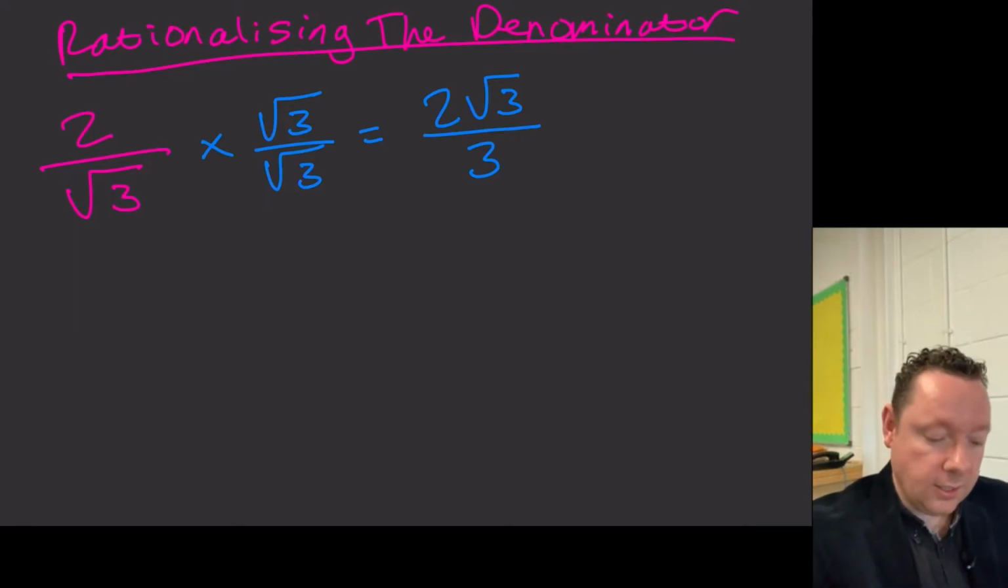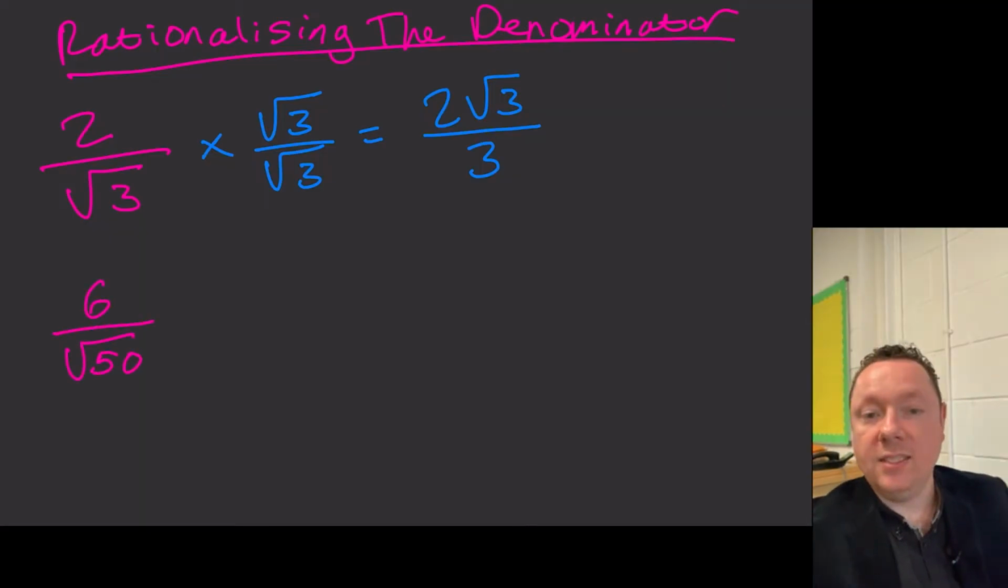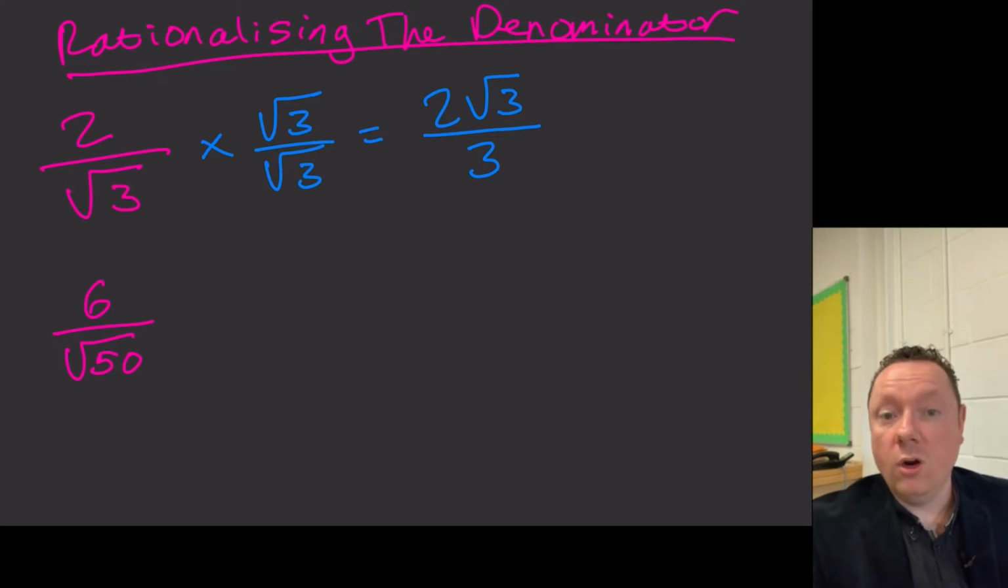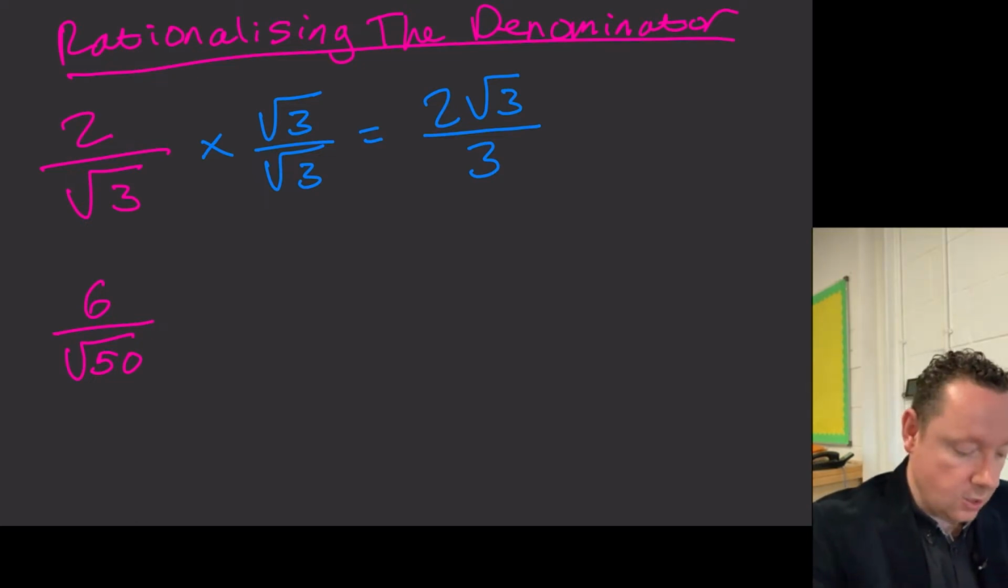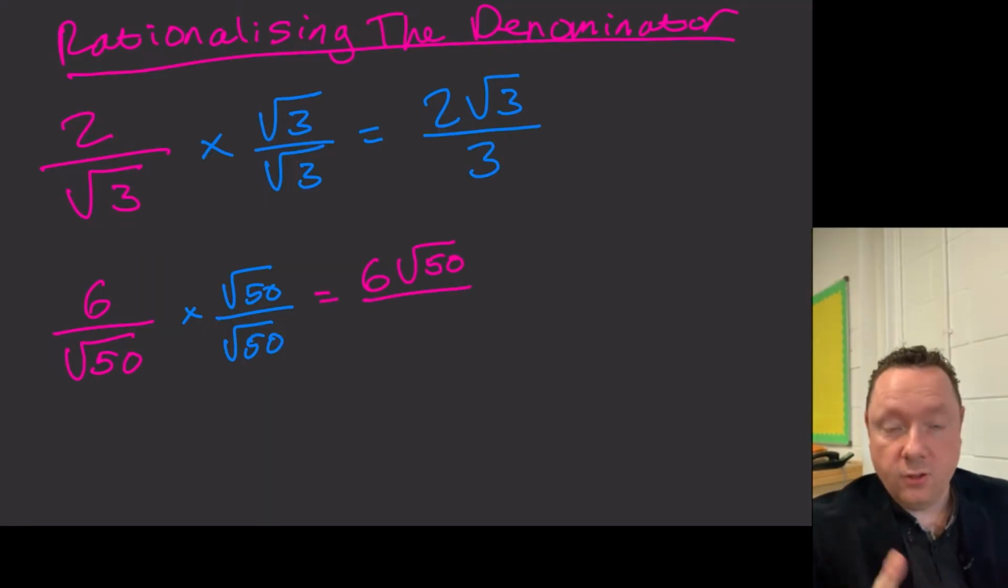Let's look at a harder example. So let's say we had 6 over root 50. Now there's 2 ways to go with this one. You either simplify the root 50 first or last. I'm going to do it last. So I'm going to times by root 50 over root 50, because that's the denominator. That gives me 6 root 50 on the top and just 50 on the bottom.